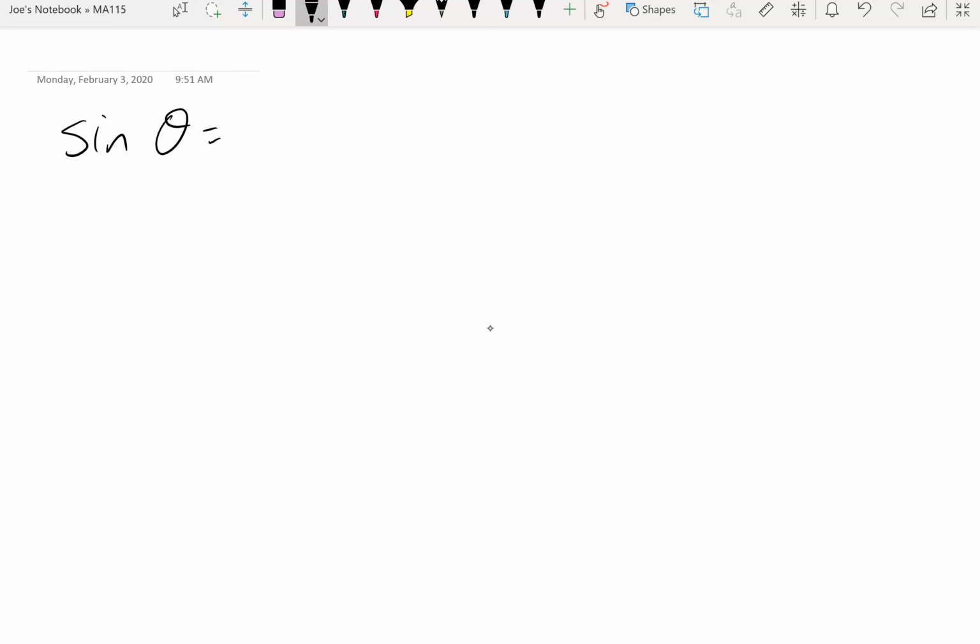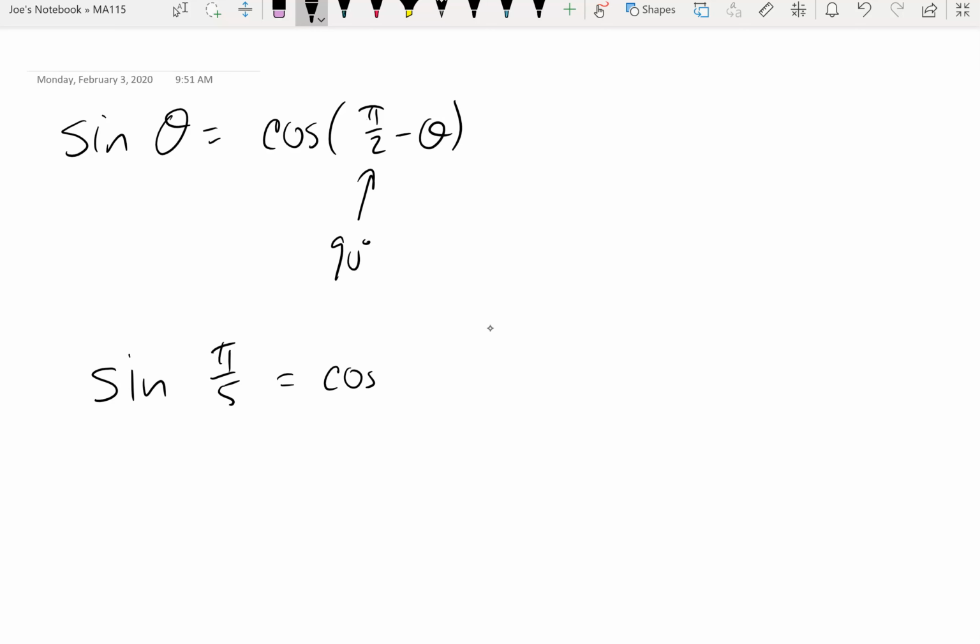sine of theta, that's the same thing as cosine of pi over 2 minus theta. Or if you have degrees, you could replace this with 90 degrees as well, right? So anytime you've got a co-function, it's the complement idea. So if it asked you the sine of maybe pi over 5, I think they use some goofy fractions like that on some of the homework, right? Then if I replace this with cosine, then I would have pi over 2 minus pi over 5.